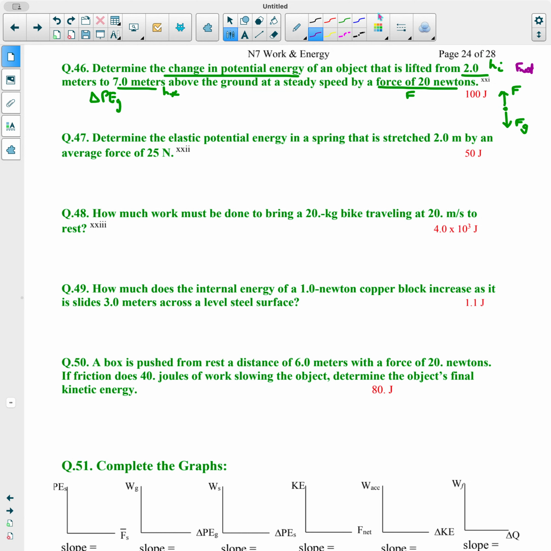All right, so delta PEG, there's one way, if we just look at our equation, you could write out all your givens, you should. But if you write out your equation, one thing we know about delta PEG is, of course, mg delta H.